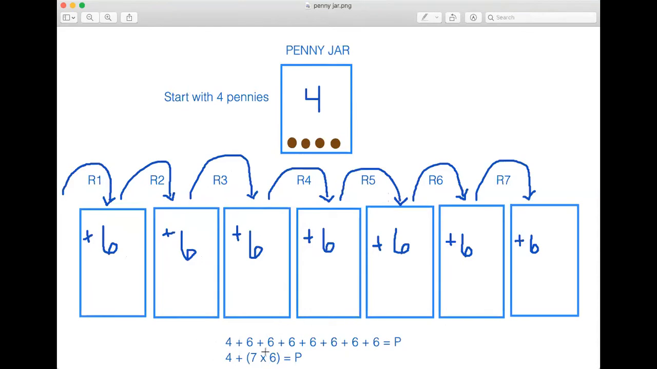And I wrote an equation to help me figure out the number of pennies after all of the rounds were finished. So I start with 4 and I add 6 plus 6 plus 6 plus 6 plus 6 7 times. Or I could write 4 plus 7 groups. I added 6 pennies 7 times. So 7 groups of 6 will tell us the number of pennies.